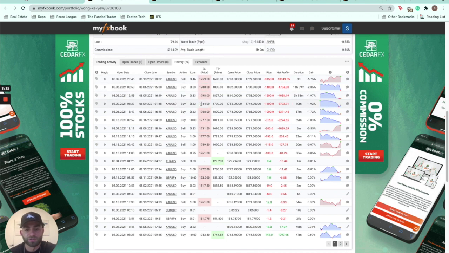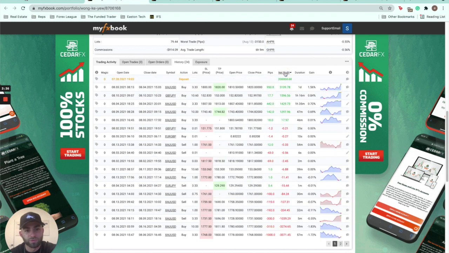We can also see that their lot sizes are getting kind of crazy. So on the actual winners, we had 3 lots, 10 lots, 3 lots, 10 lots. So they're getting pretty crazy with the lot sizes. And you can also see the times: 1 day, 1 hour, 47 minutes. And then all of these losses are coming in under 1 hour.